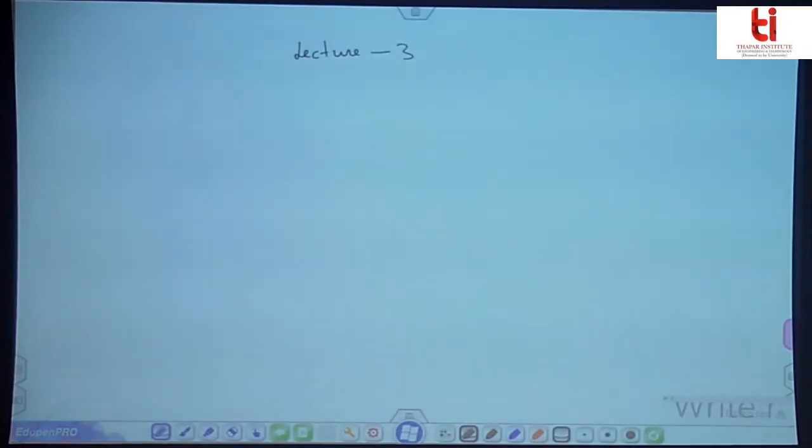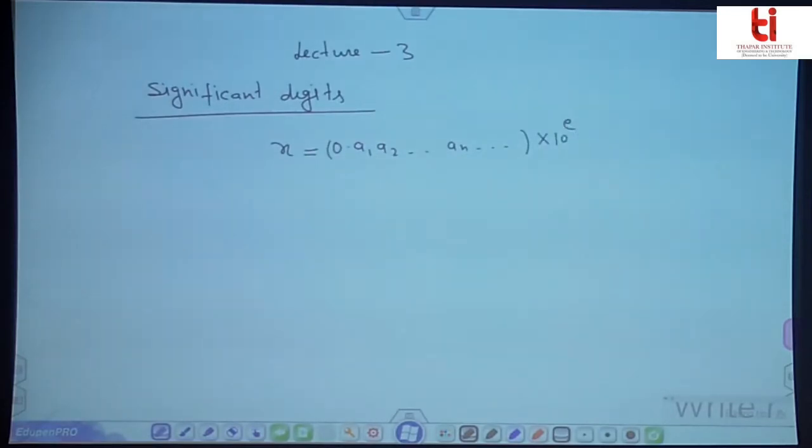In the first lecture, we have discussed the significant digits. Let us recall what is a significant digit. Suppose x is any real number that can be written as 0.A1 A2 A3 ... An and so on in the floating point representation, where A1 is not equal to 0, then this form is called normal form. The term in the bracket is called the mantissa.